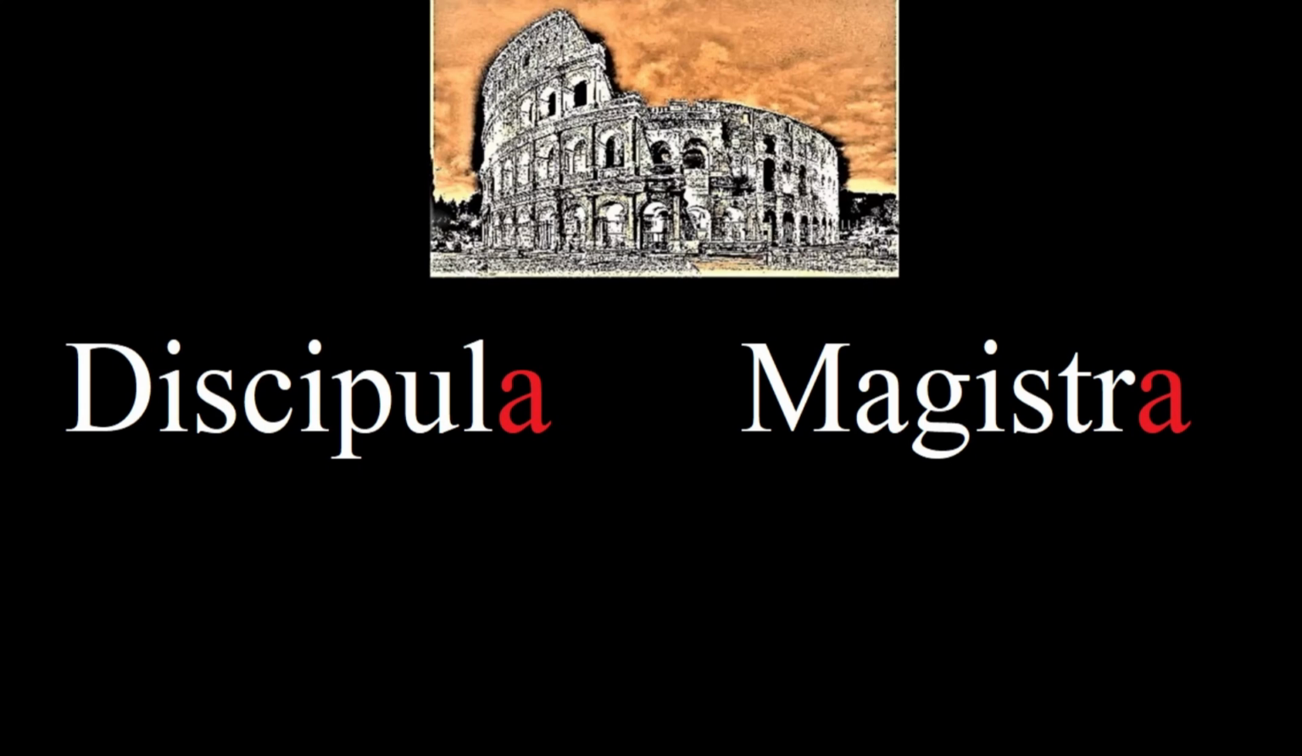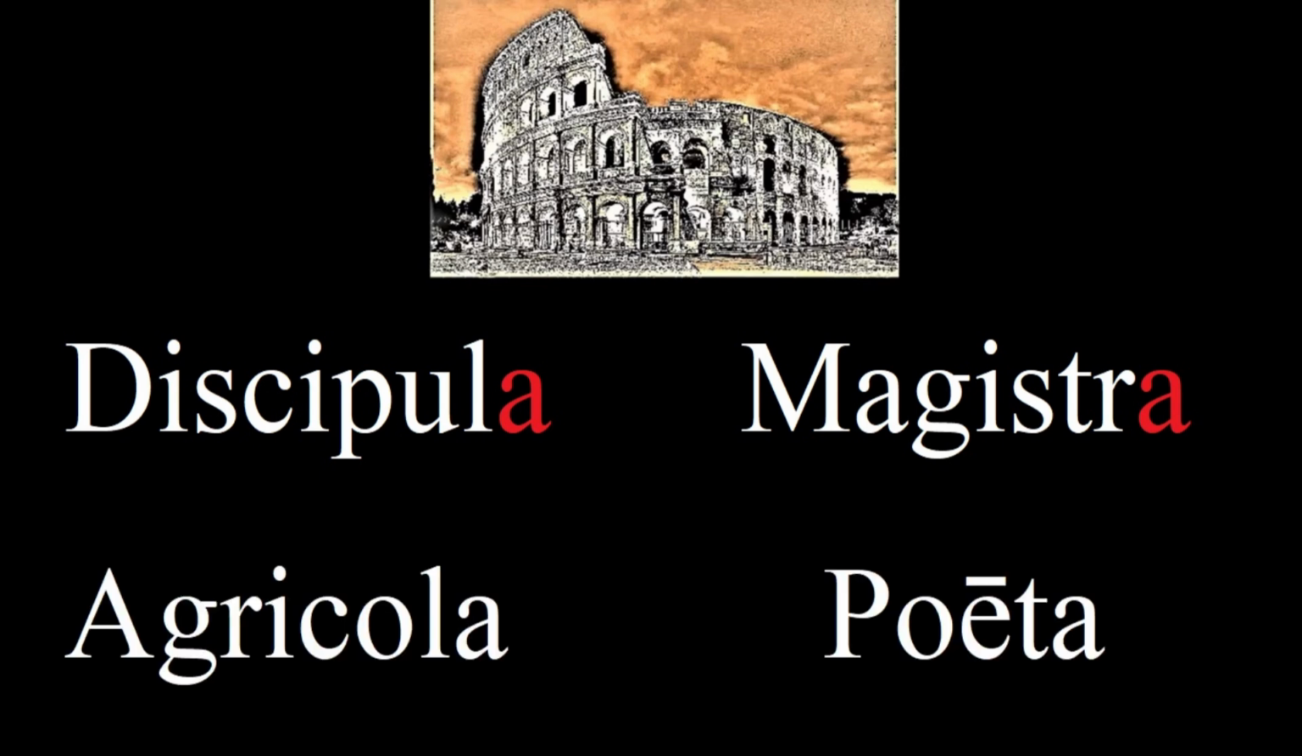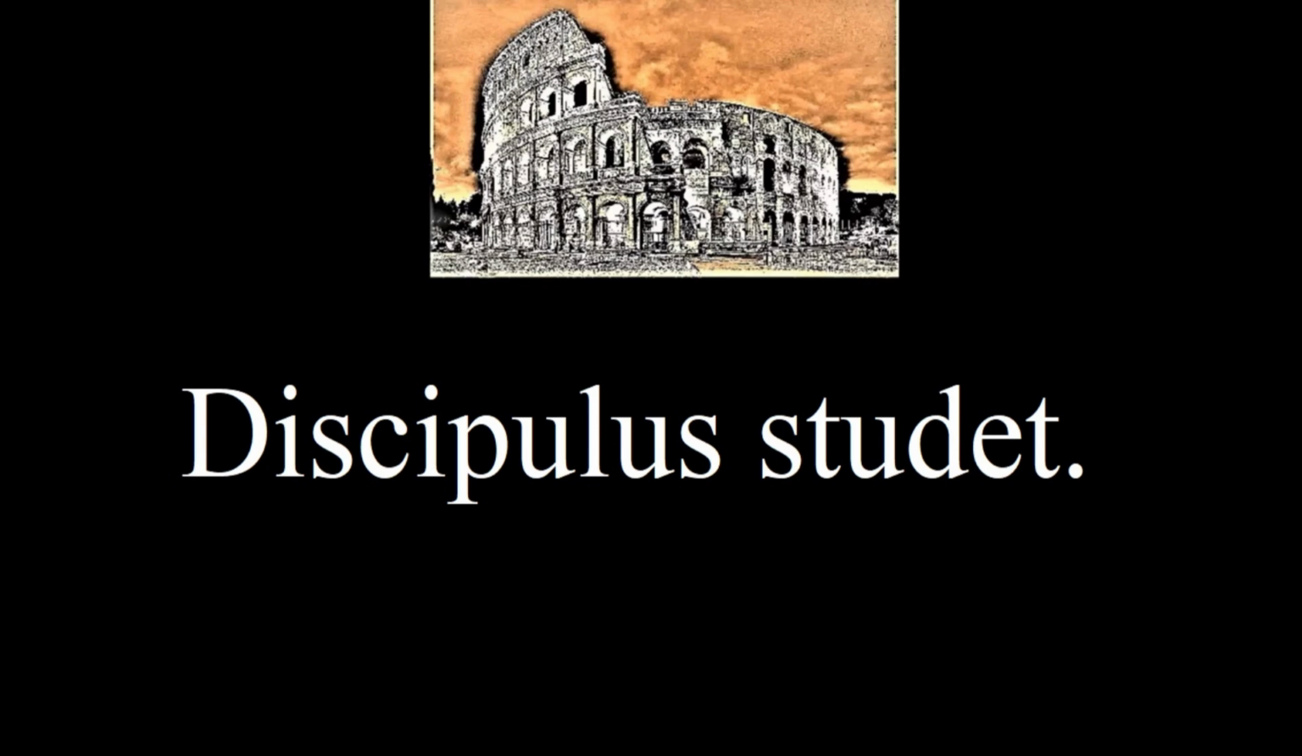The nouns we have been using so far all ended in a, and these are typically feminine nouns. For example, discipula and magistra mean female student and female teacher respectively. However, in languages there are exceptions to every rule, and agricola and poeta are actually masculine nouns even though they end in a. So can you guess what the following means?